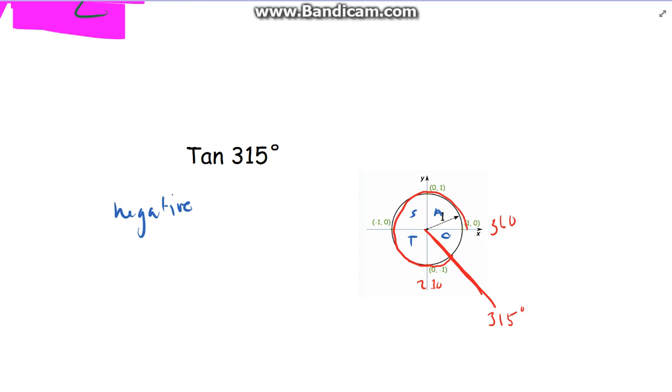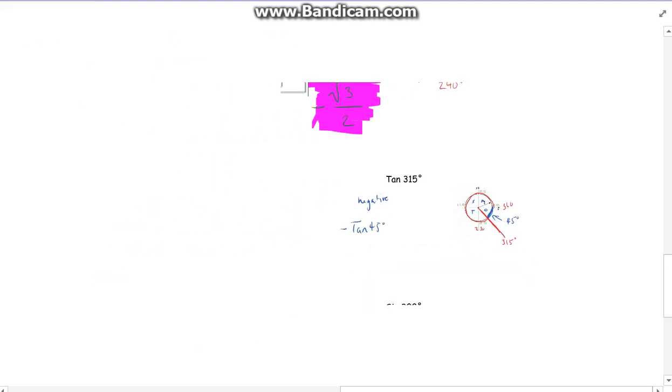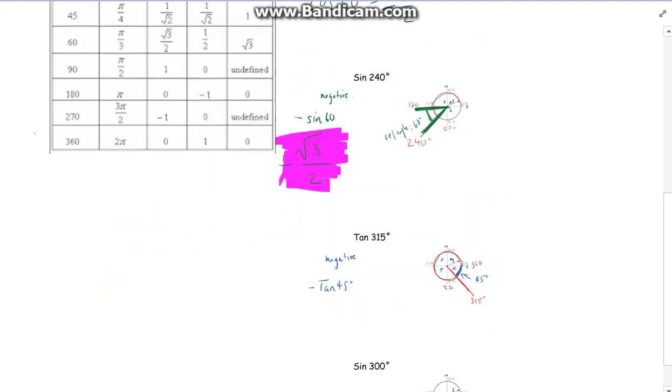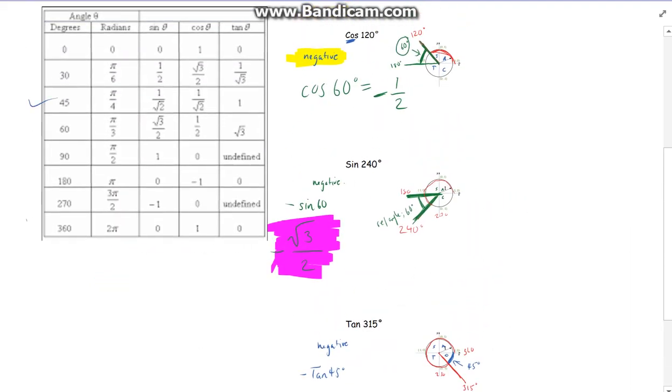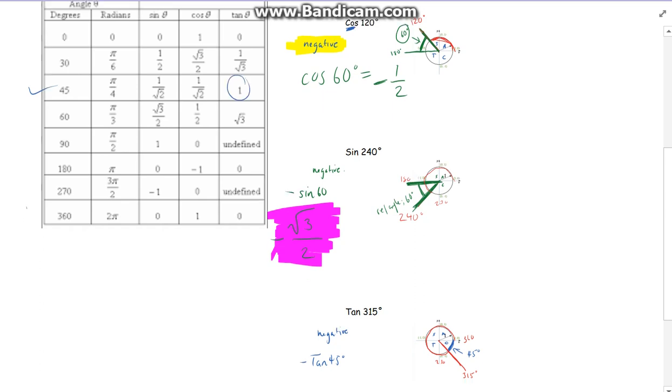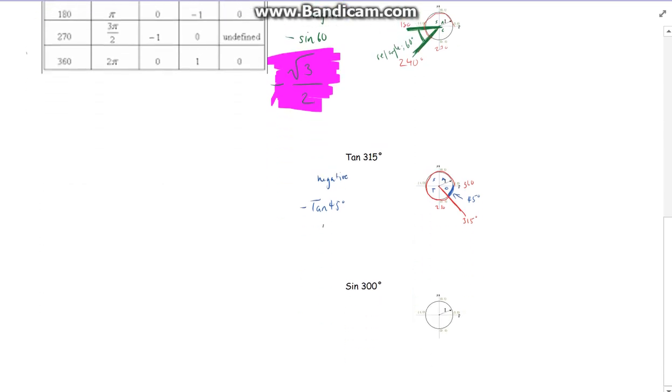Next thing we have to do is find the reference angle. So the reference angle lies from the angle between the given angle and the x-axis. So this time our reference angle is 45 degrees. So we're trying to find the tan of 45 degrees, and we know it's negative. So back to our log tables, and we go to 45. So here, and the tan of 45 is 1. So instead of 1, we have negative 1.